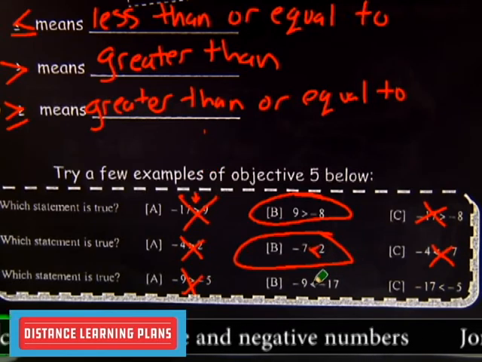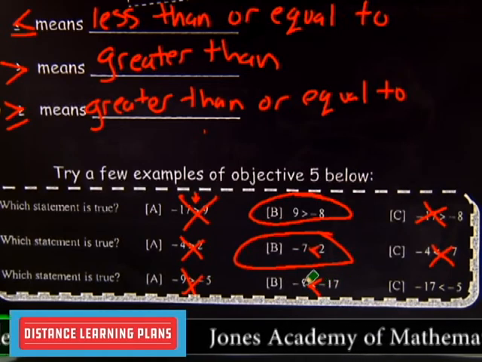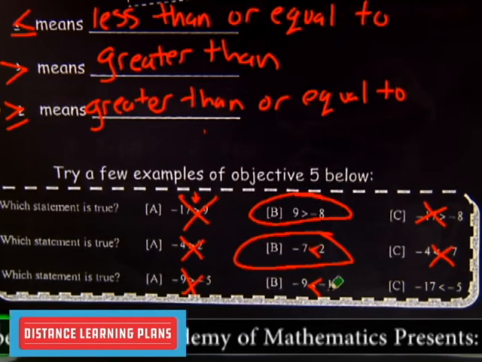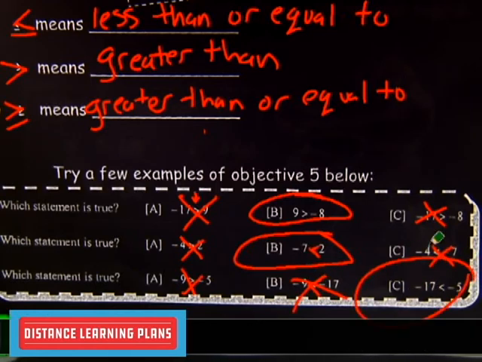This one says less than. Two negative numbers, less than. Is negative 9 less than negative 17? So is negative 9 left of negative 17? No. So this better be true. I'm going to go ahead and circle it, and then let's just hope.